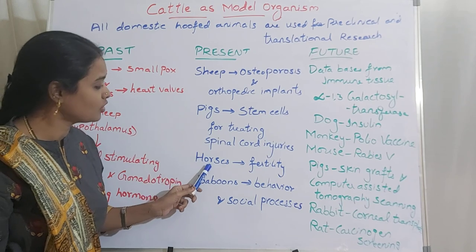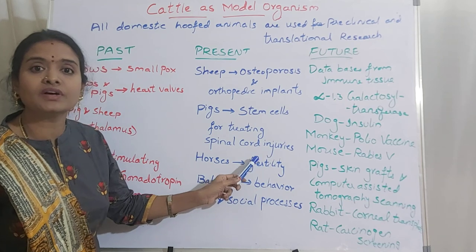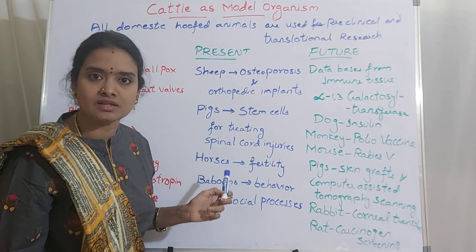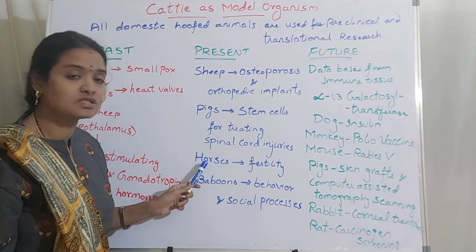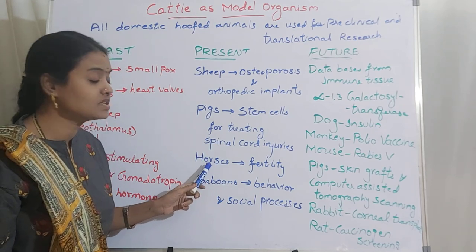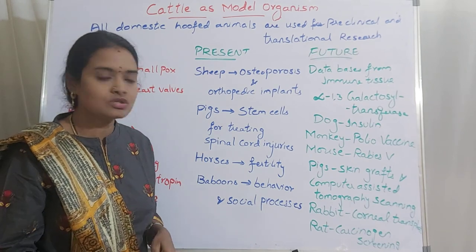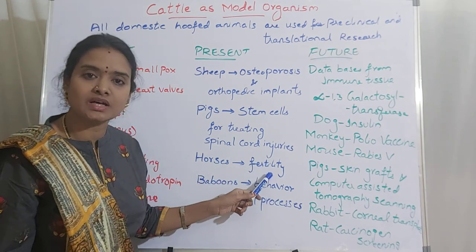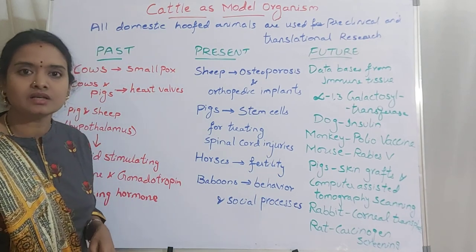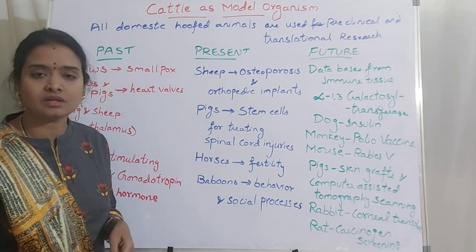Here in the horses, they are doing research on fertility problems. The horse's lifespan is more than 30 years, so the follicles which are formed and the follicle stimulating hormones are more or less similar to humans. Even when fertility problems occur in the female, when she is above 30 or 35 years, ovulation may not be proper due to lack of follicle stimulating hormones.